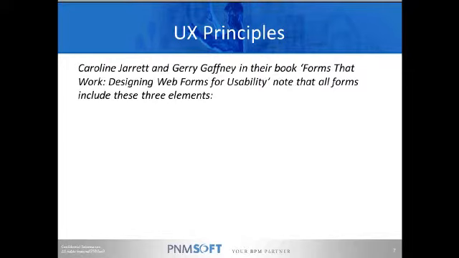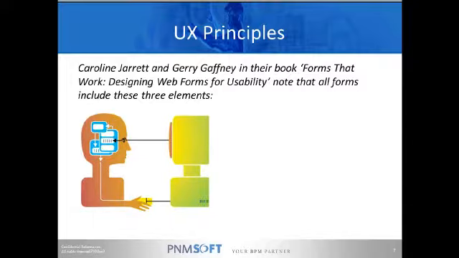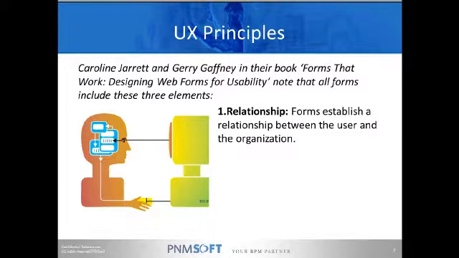Okay, so let's take a look at what Caroline Jarrett and Jerry Gaffney said about web form usability in their book, Forms That Work, Designing Web Forms for Usability. They say that all web forms need 3 elements, and they need these 3 elements to be put together in an optimal way. Number 1, relationship. A form establishes a relationship between the user and the organization. Okay, the organization could be your company, and the user could be your client.